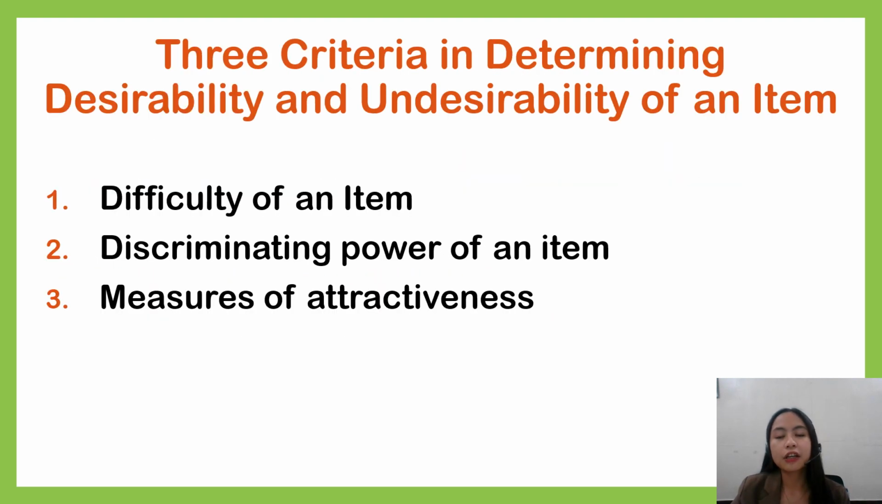So there are three criteria in determining desirability and undesirability of an item. Yung mga kailangan gawin mo in order for you to determine if that item is desirable or not. First, get the difficulty of an item. Second, discriminate the power of an item. And third, measures of attractiveness. So yung tatlo na yan yung main point natin this morning.